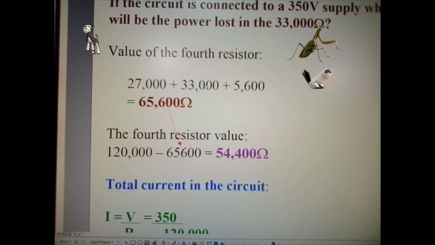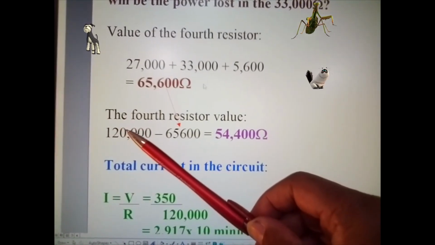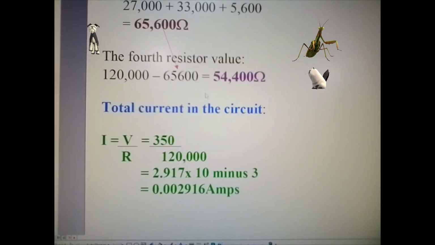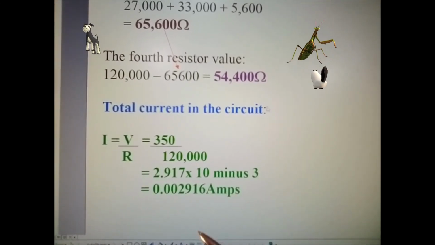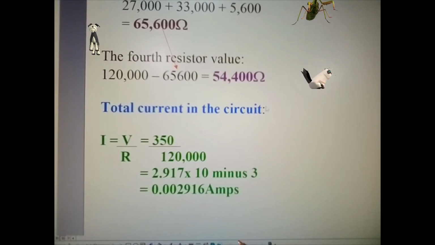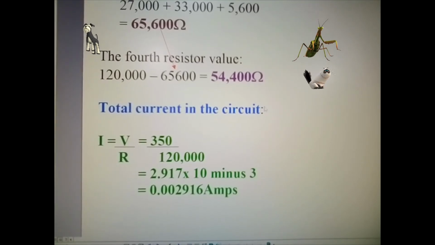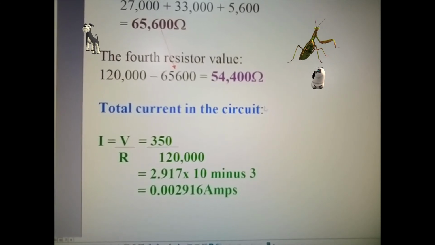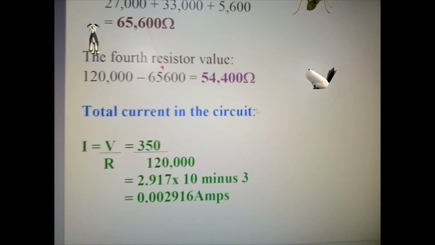Okay. And in case you're wondering where this 120 came from, look at it. It came from the question. So look into the question. Total current in the circuit, I equals V over R. And again, you should find that works out correctly.